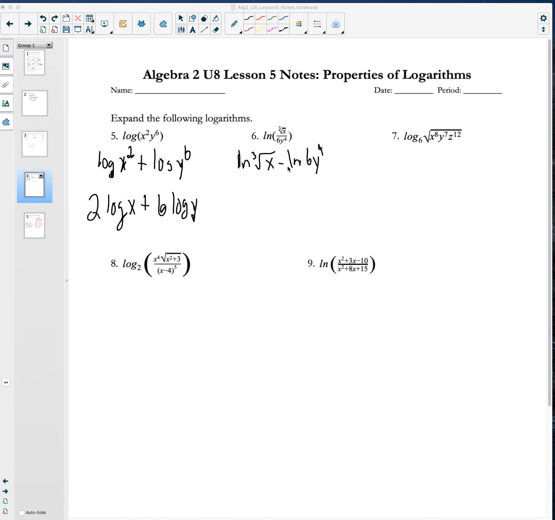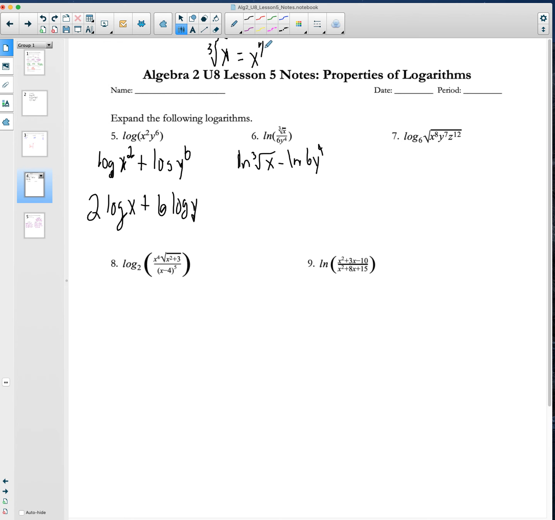All right, so I managed to line everything back up, and I went ahead and wrote out the quotient property here. So we have the natural log of the cube root of x minus the natural log of 6y to the 4th. Now, for some of you, you may not realize this, but every root, square root, cube root, whatever it is, is really a power. So anytime I have the cube root of x, I can rewrite that as a power, and the power is x to the 1/3 power.